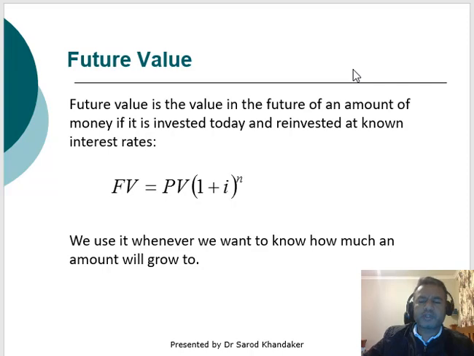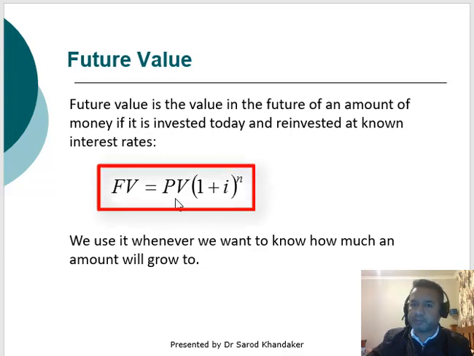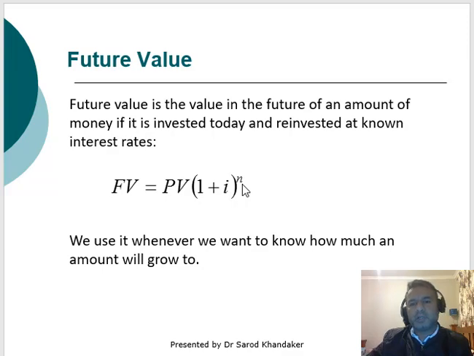So how are we going to calculate the future value of a dollar? The future value, FV here, is equal to PV, the present value of the dollar, multiplied by 1 plus the interest rate, to the power n. In this slide, n is the number of compounding periods. For example, if the money compounds twice a year, n would be 2. If the money is invested for 4 years and compounds twice a year, it will be 4 multiplied by 2, which is 8.